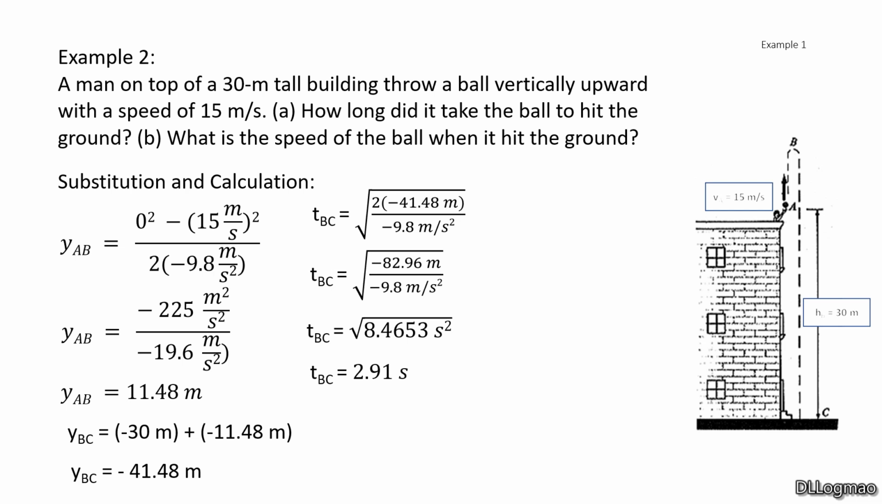And the time sub BC is 2.91 seconds. To obtain time sub AB, substitute the values V sub B, 0, V sub A, 15 meters per second, and acceleration due to gravity, negative 9.8 meters per second square. Perform the operations. And the result, time sub AB is equal to 1.53 seconds.